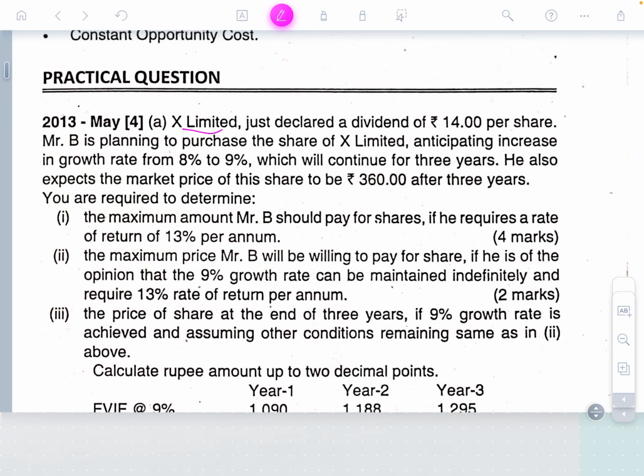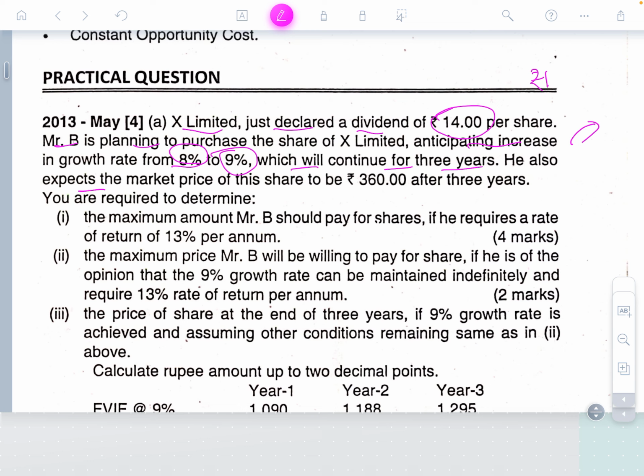Good morning. X Limited has declared a dividend of 14 rupees per share. B is planning to purchase a share of X Limited and anticipates an increase in growth rate of 8% to 9%. That is the growth rate, which will continue for 3 years.